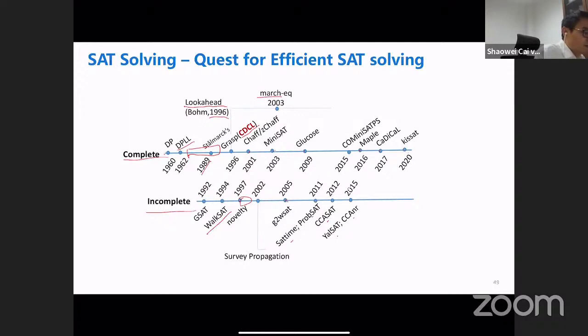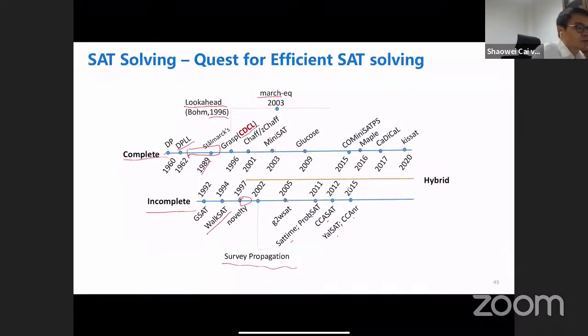And another line of incomplete solvers is the SP algorithm. And we also have a line about hybrid solvers, which combines the complete and incomplete solvers to develop more efficient solvers. The challenge about hybrid solvers was proposed at the 1997 AAAI conference, and after that, different methods have been proposed, trying to develop hybrid solvers.